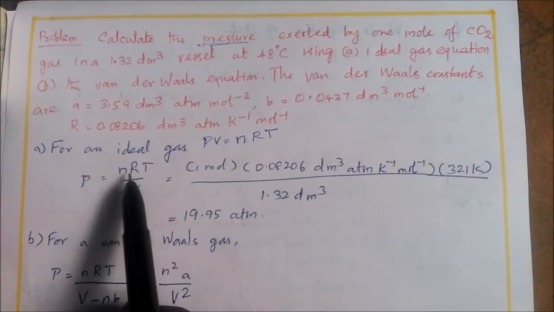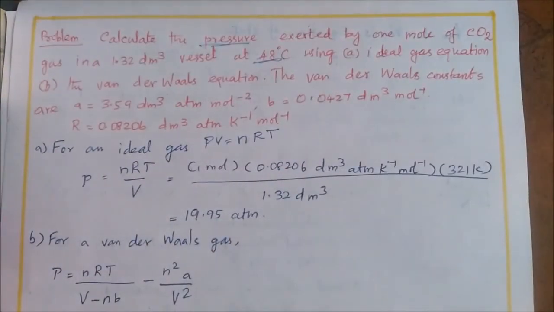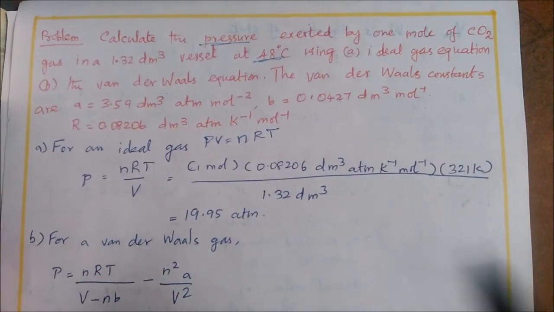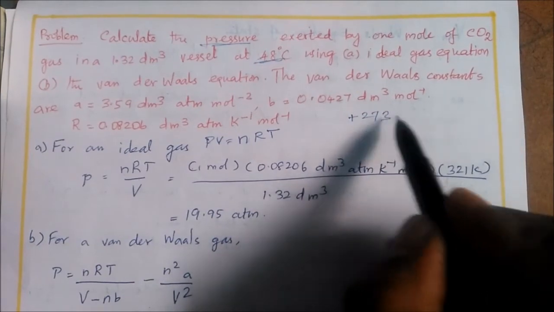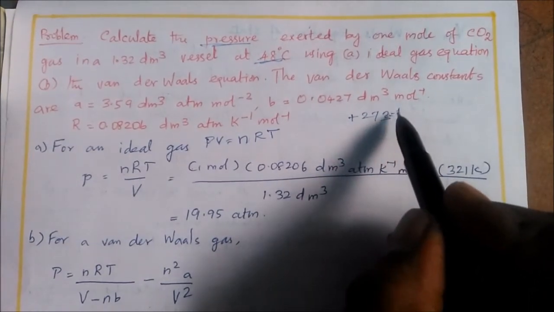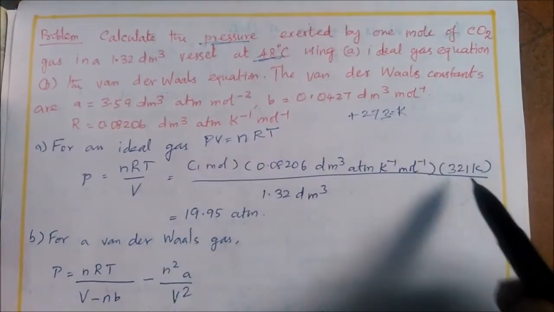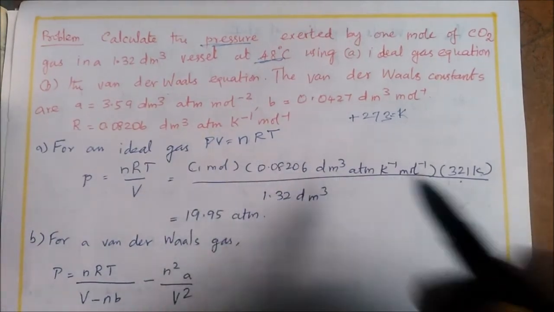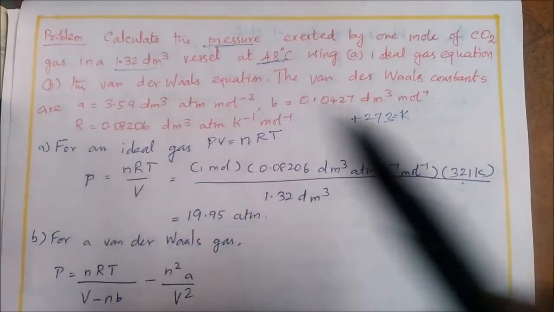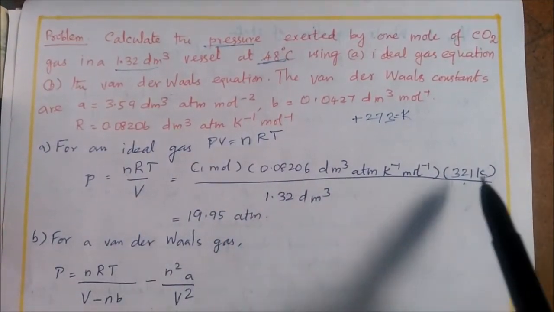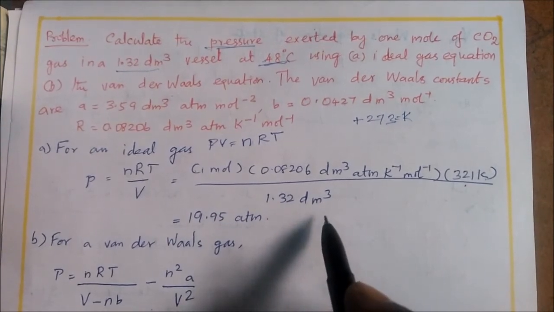And next temperature, for temperature we have 48 degrees Celsius, and the 48 degrees Celsius can be converted into Kelvin, so we have to add 273 or 273.15, then the answer will be in Kelvin. So 48 plus 273 will give us 321 Kelvin. So we have substituted for temperature. And what is the size of the vessel? It is 1.32 decimeter cube. So all the values and variables we are substituting here along with the units.